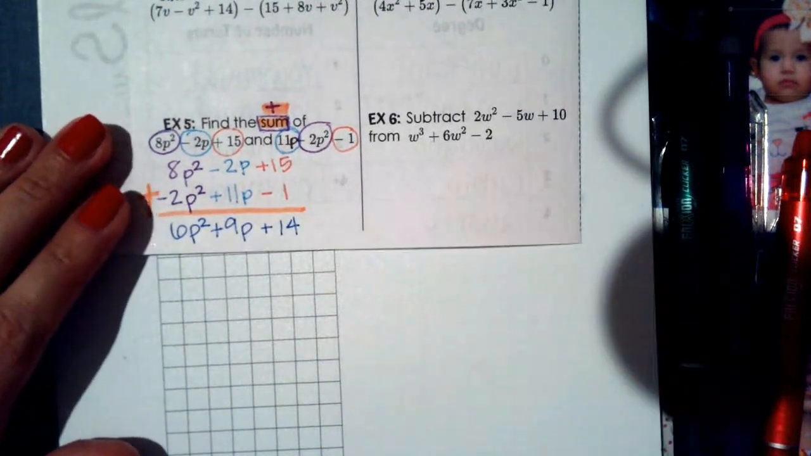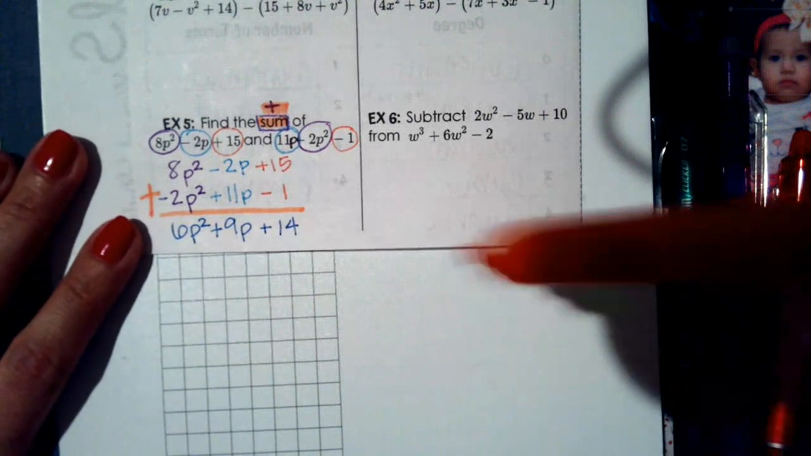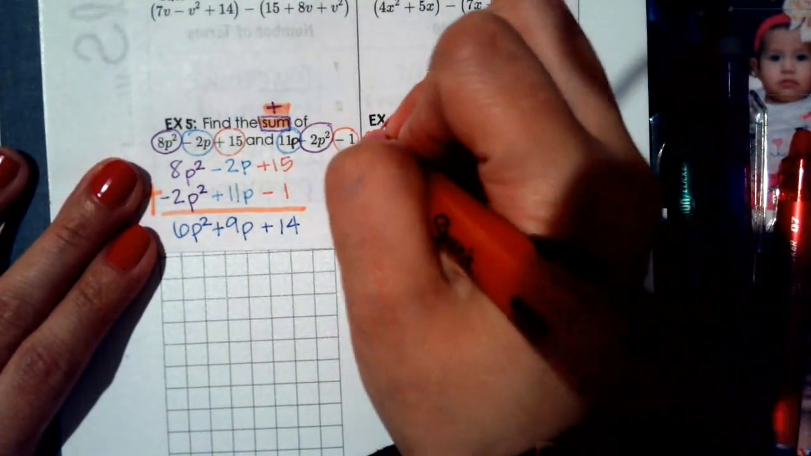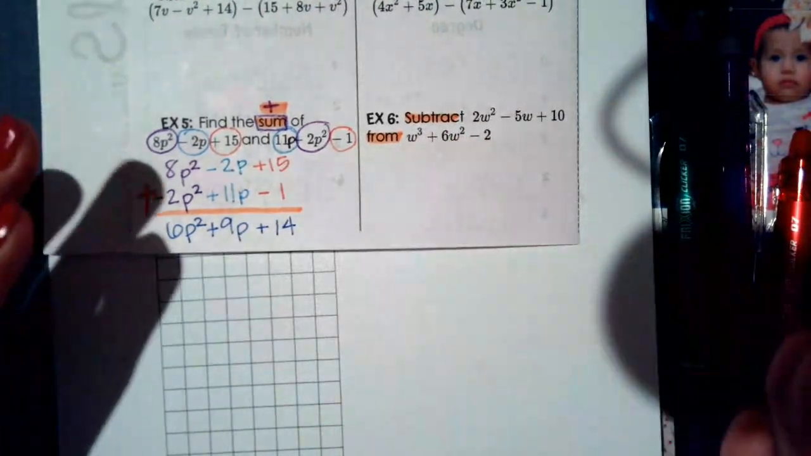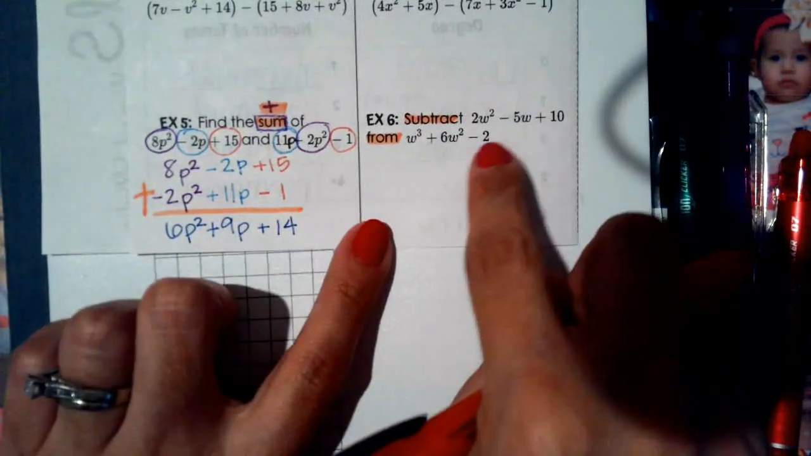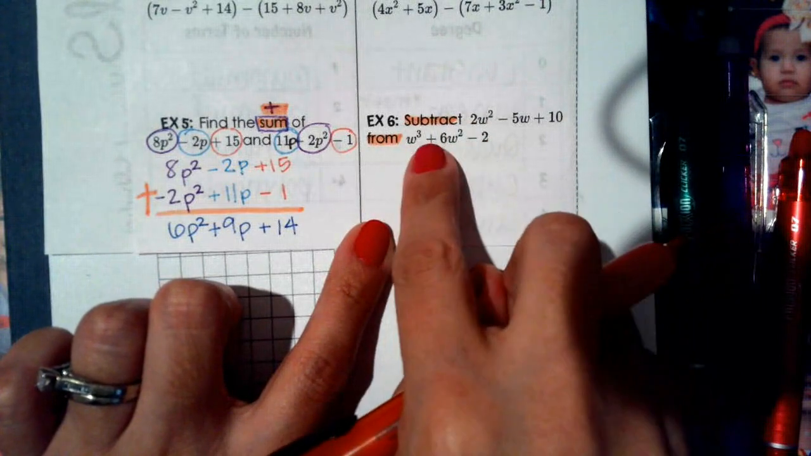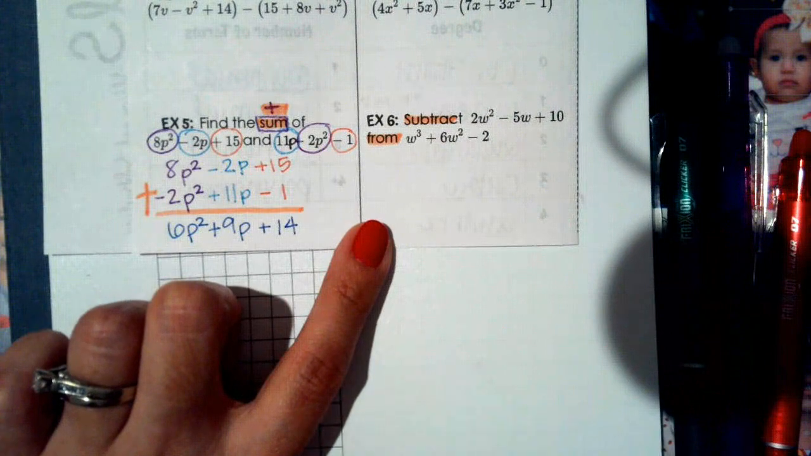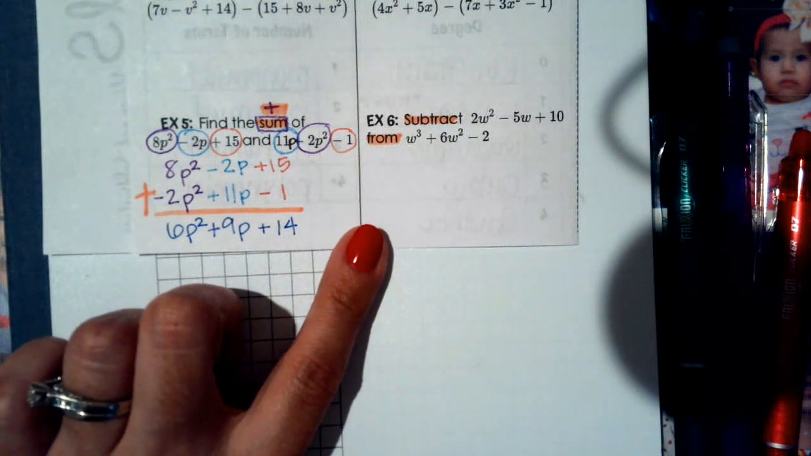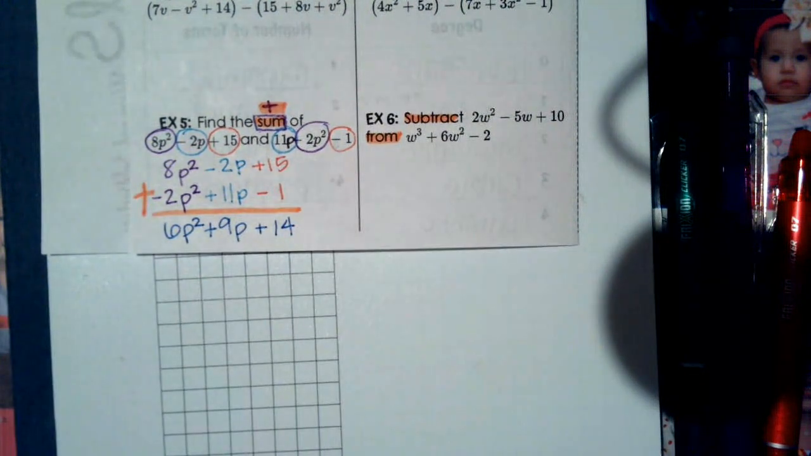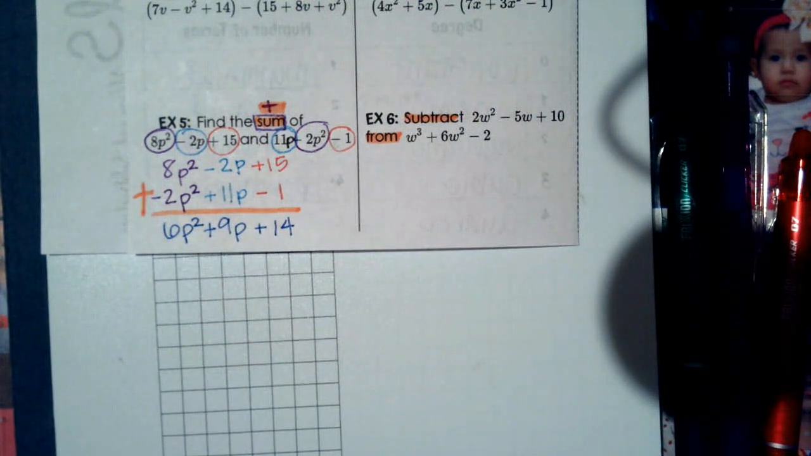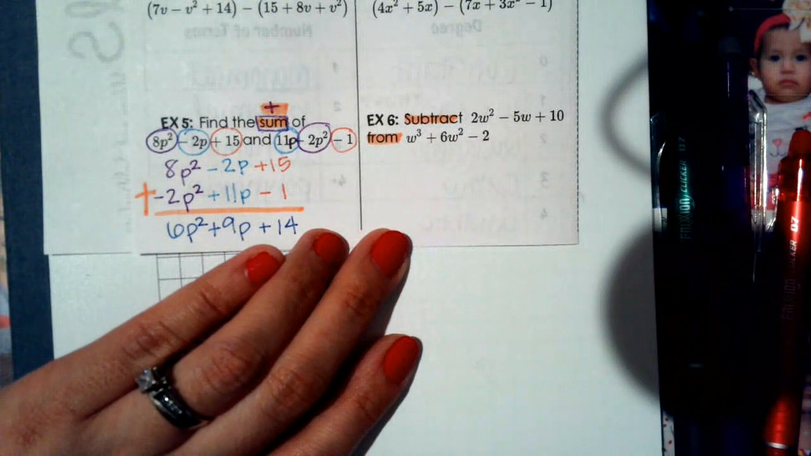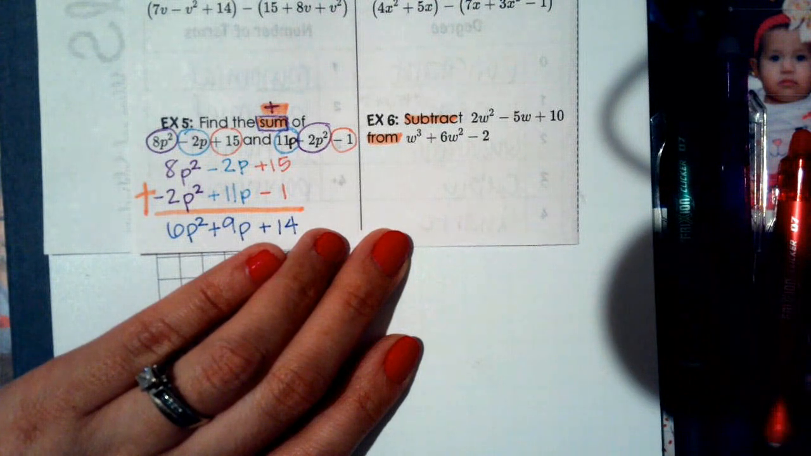Over here on example 6, notice it says subtract this polynomial from this polynomial. So actually, the way it's worded, this is going to be the polynomial I start with, and I'm taking this away from this one. Again, I'm going to stack. Feel free to do horizontally. So again, this is the one I'm starting with because it's saying subtract from.